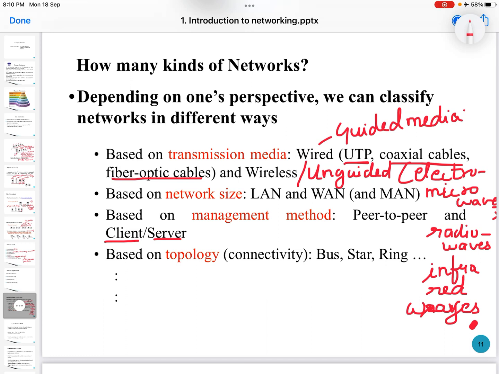Based on the topology, that is the connectivity, there is bus topology, star topology, ring topology, mesh topology, tree topology, and so on. We'll learn about the different topologies in the upcoming lecture. LAN, WAN, MAN also we'll learn in the upcoming lecture. This part comes in module 2, and we will also learn about management methods. We have already seen a glimpse of what they are.